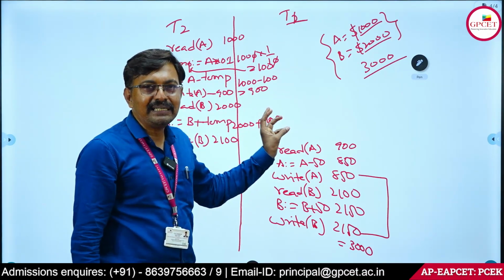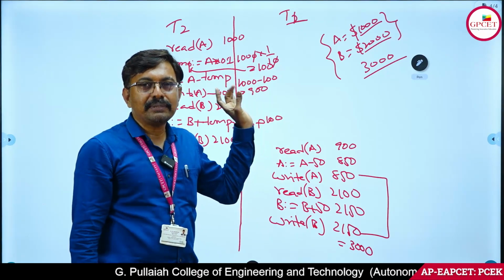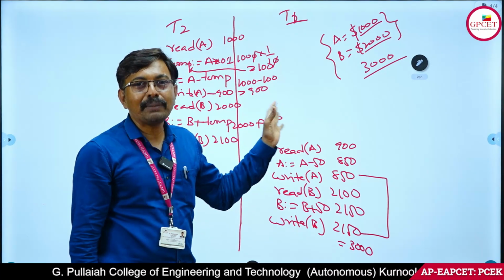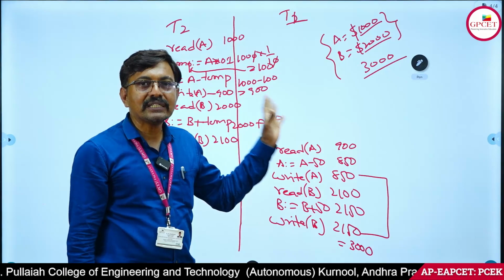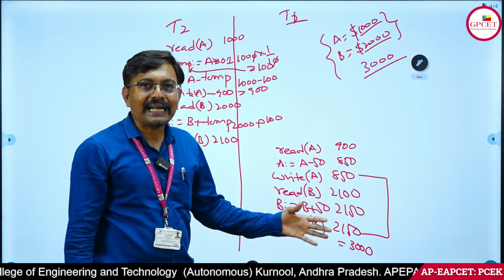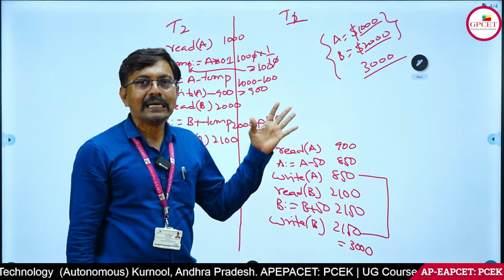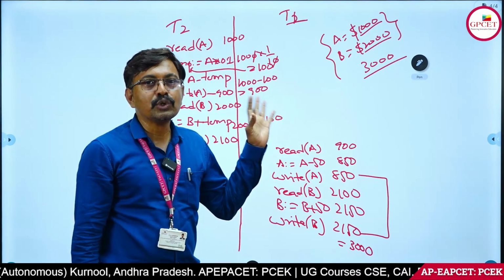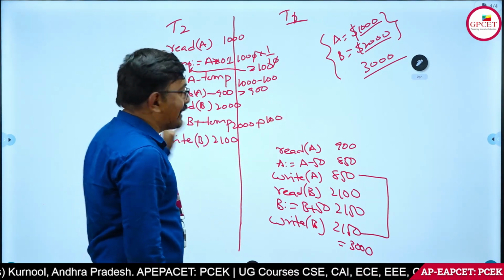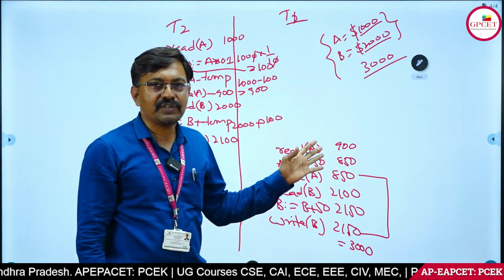What is atomicity? What is consistency? What is isolation? And what is durability? Durability means redoing the operations of committed transactions in case of failures. That is durability. Okay, that is the transaction. What are the properties of a transaction?